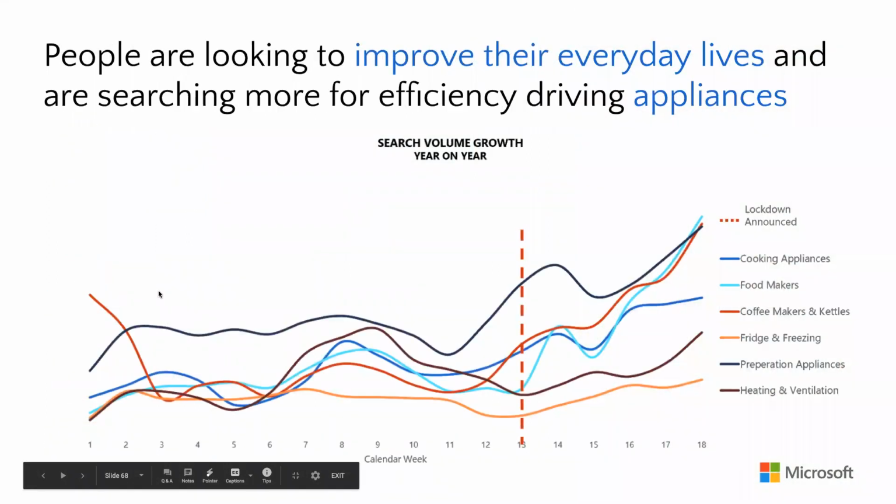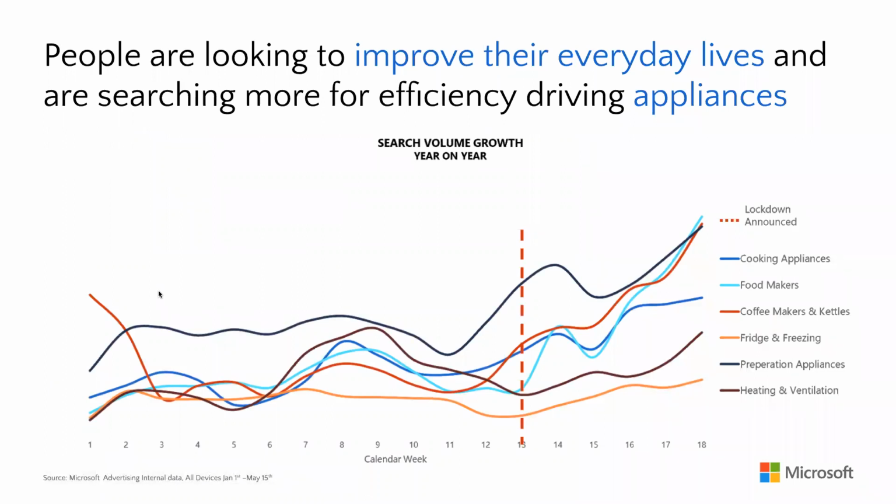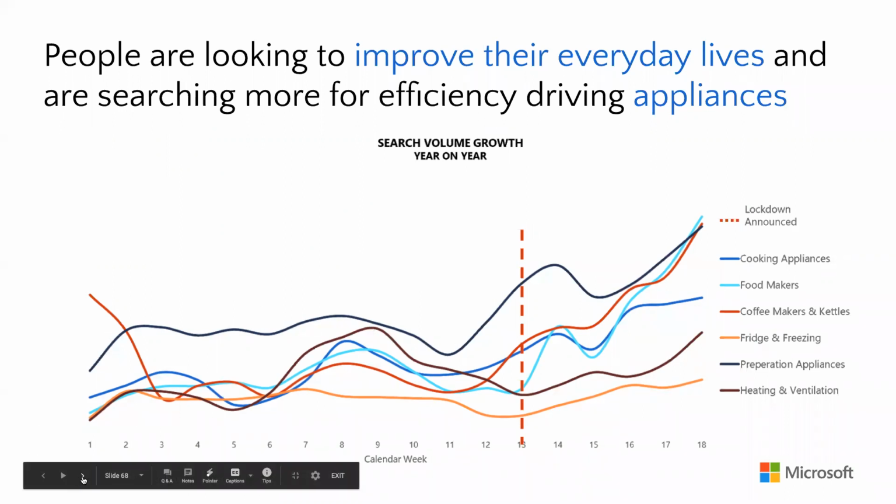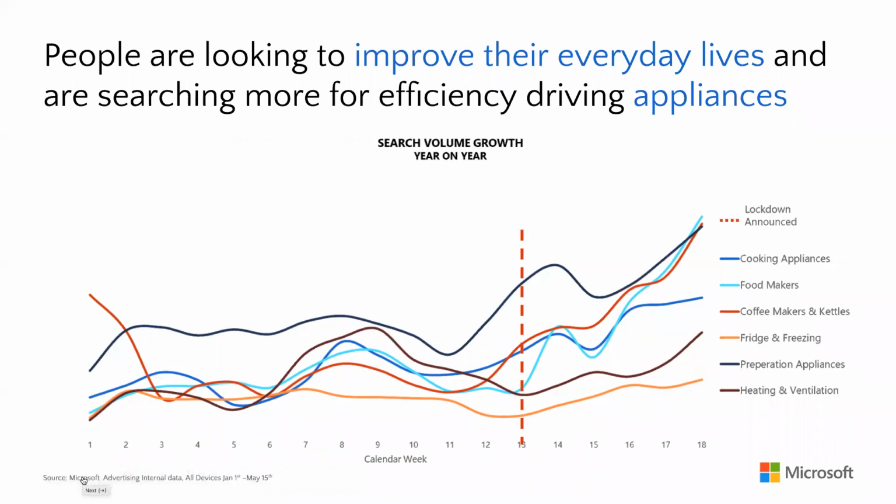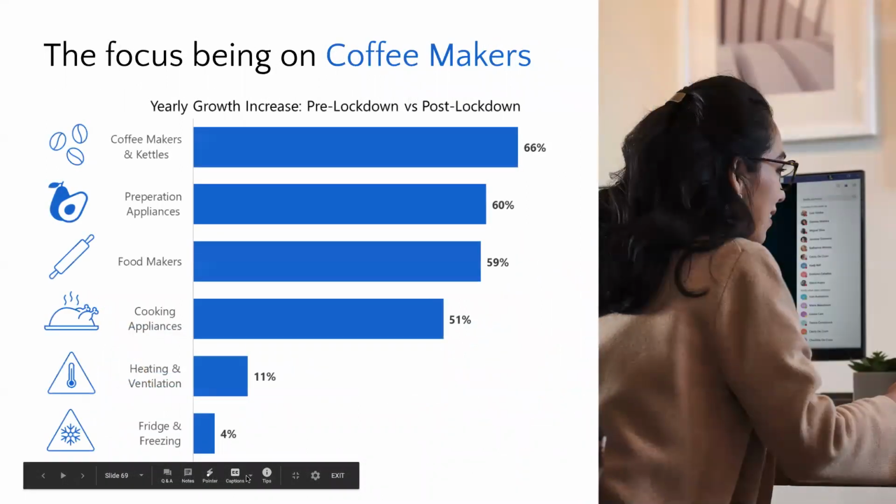So if we move on to the next one, we mentioned people are trying to improve their everyday lives. We saw an increase in appliances and efficiency driving appliances. So things like cooking appliances, food makers, preparation appliances, huge increase in coffee makers as well. And we saw a pretty aggressive increase, around 70-80%. But this worked across all of these verticals. We saw quite a similar trend.